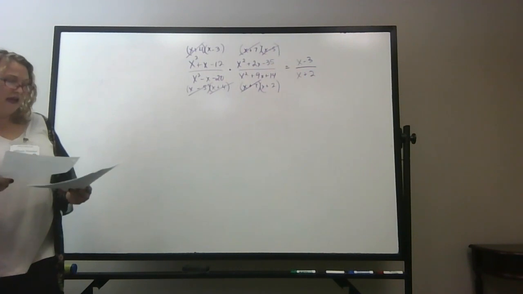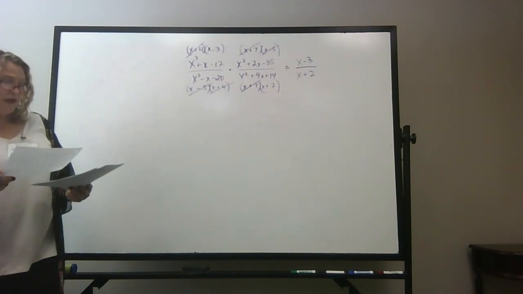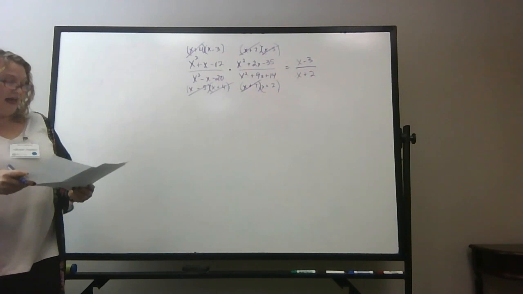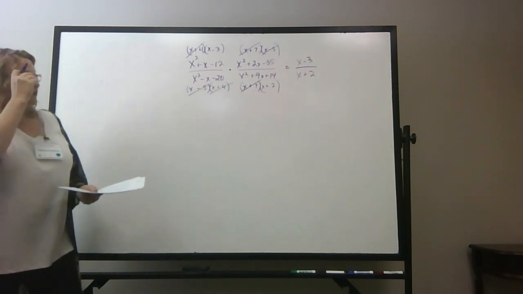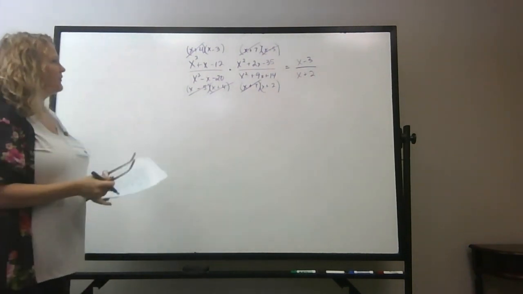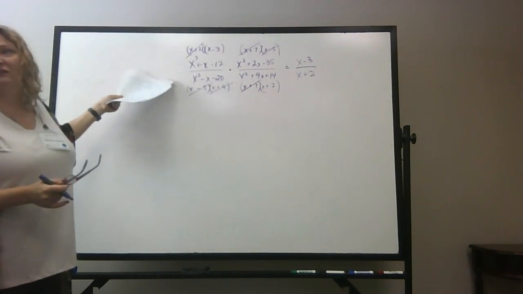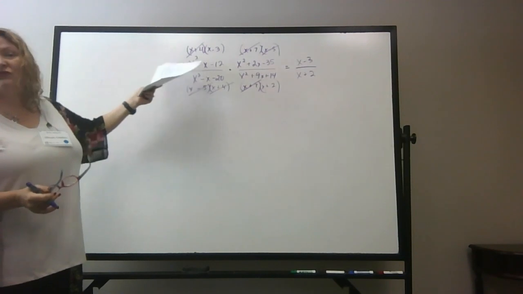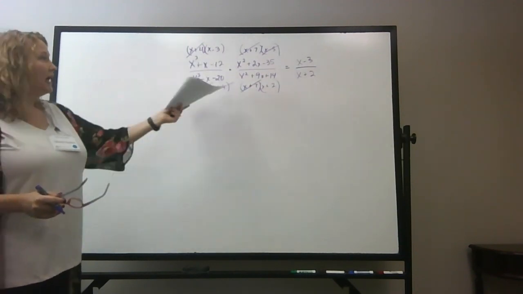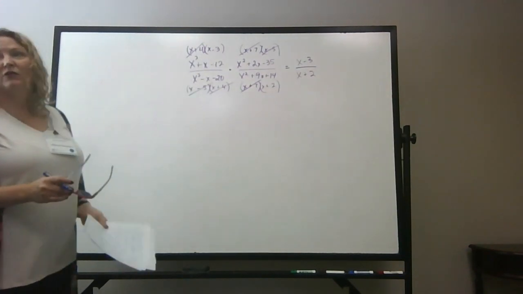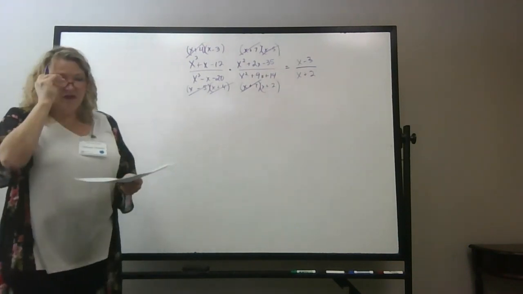So think about the steps that we went through to solve that. We took each of our problems and just factored them, and then we canceled out the common factors, and we just dealt with what was left at the end. And in this situation, we just had 1 on top and 1 on the bottom. That's all we had to deal with.